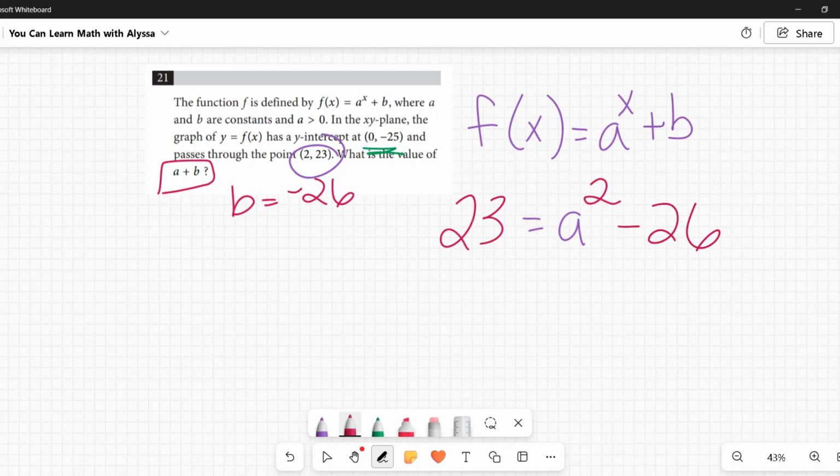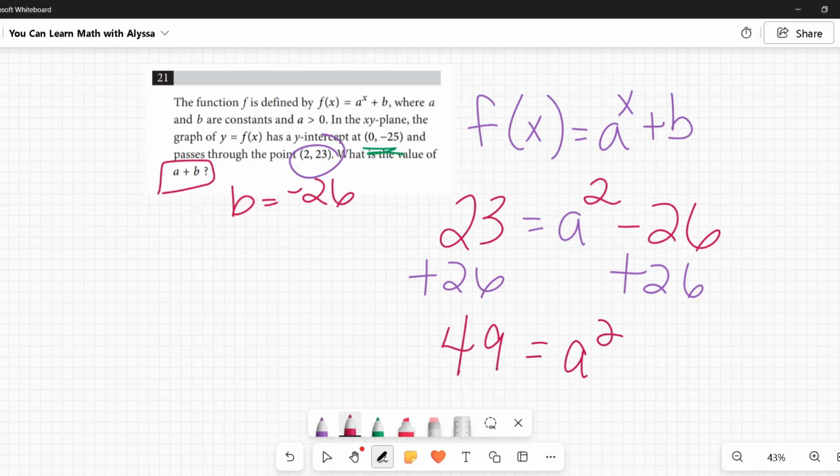So I want to solve for a. I now have a straightforward single variable equation. I want to undo what's been done to a. Since a has been squared and then 26 subtracted, I want to go backwards and undo that. I'm going to do the opposite by adding 26 to both sides. Always both sides with algebra to keep it nice and balanced. So on the left, 23 plus 26 is 49, and that equals a squared because the minus 26 plus 26 cancels out. Now to undo that square, I'm going to take the square root of both sides.